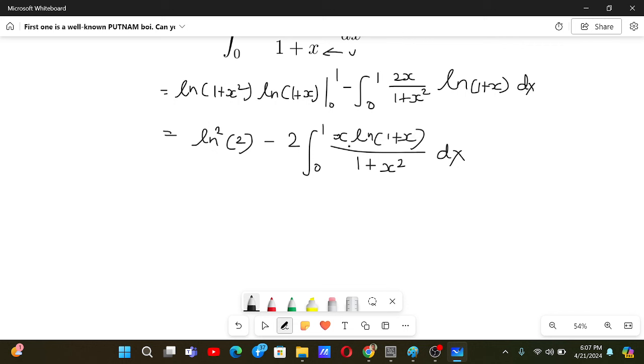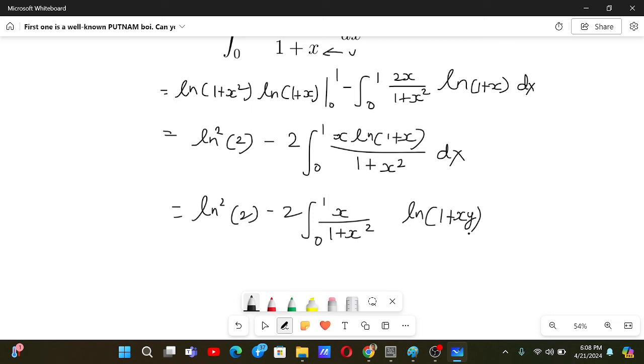To simplify ln, we can basically change it to an integral again, and then we will have a double integral. So let's try to do that. That will simplify it. Ln square 2 minus 2 times integral from 0 to 1 of x by 1 plus x square, and then you have ln of 1 plus, let's introduce y, and then y going from 0 to 1, and dx.